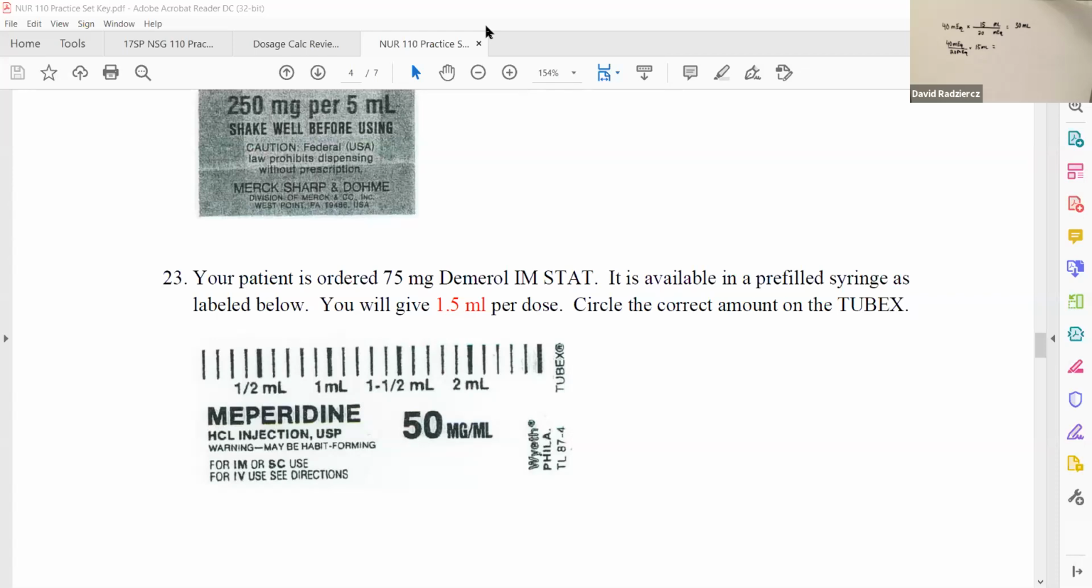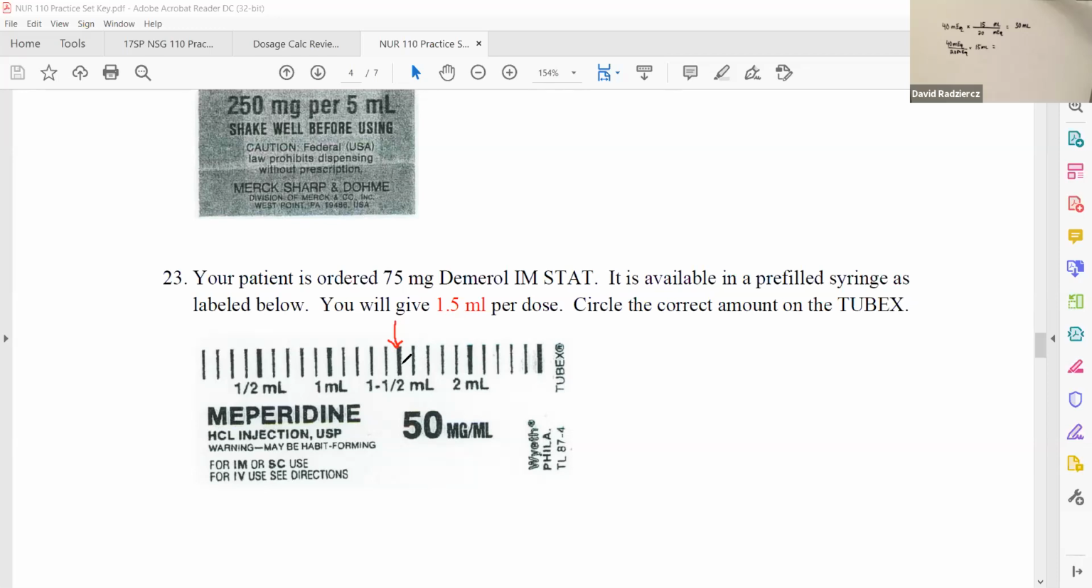So if I were annotating this, which I'll show you right now, it says 75 milligrams of Demerol, and 50 milligrams per milliliter is the available. So 75 over 50 is 1.5 milliliters. So notice that you don't have 1.5 labeled here, but you do have a mark for 1.5, and this is where you would put your mark. You would mark it at 1.5. When they say mark it, that's what they mean.